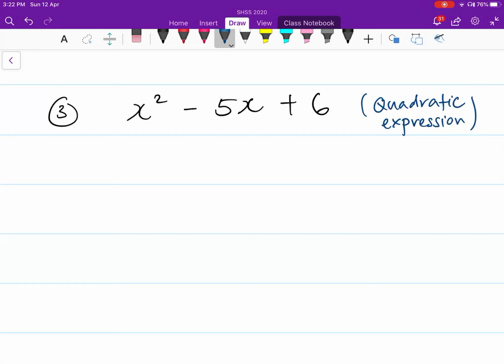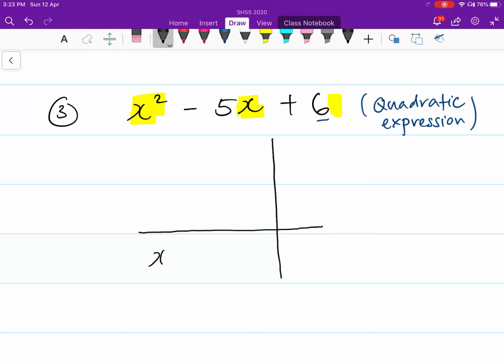Alright, now how do we factorize a quadratic expression, or how do we identify a quadratic expression? It is when you have a square term, an x term, and a term with no x at all, just a number. This is how you identify a quadratic expression. Now, once you see a quadratic expression, the way to factorize it is through this table method.